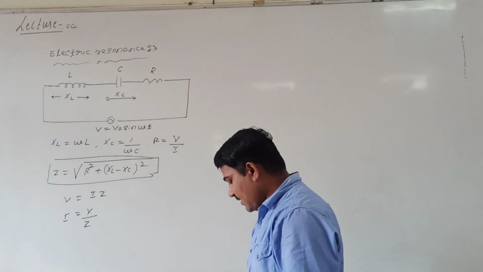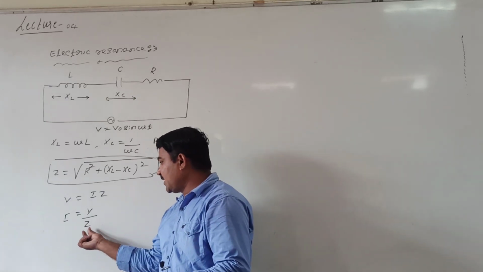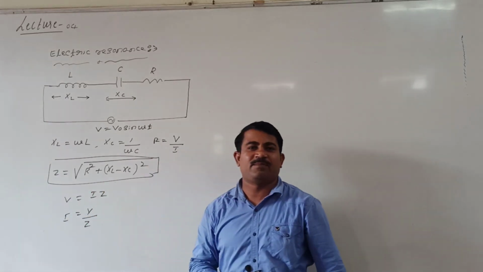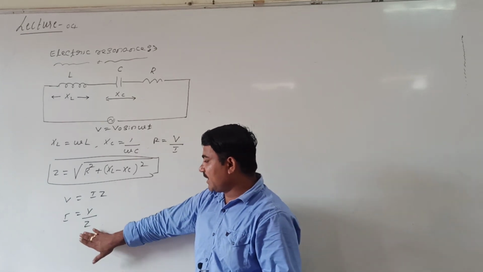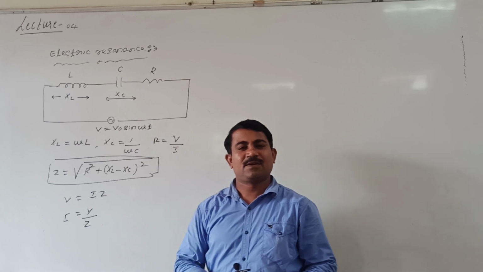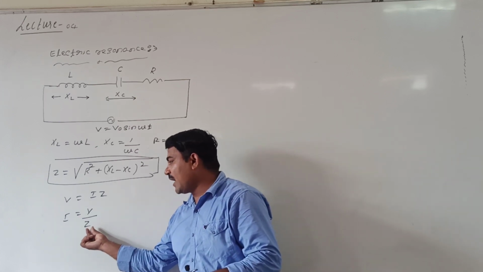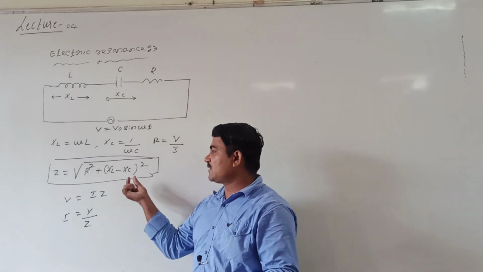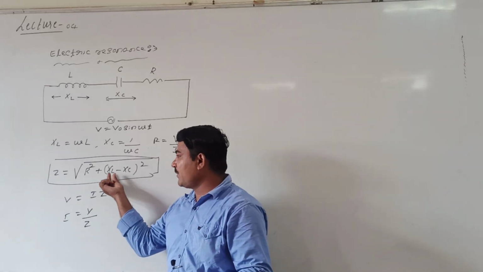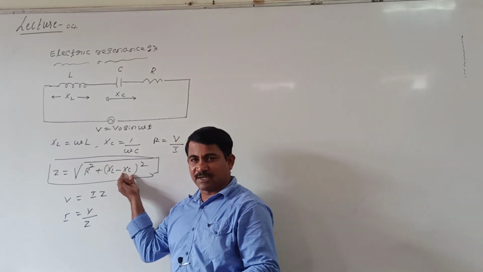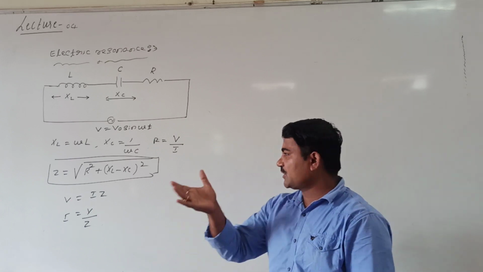We know that current is maximum when the Z value is decreased, because I and Z are reciprocal to each other here. Wherever Z decreases, I should increase. To increase the I, what do we do? The Z value should be decreased. Z value decrease means here what happens? If inductive reactance equals capacitive reactance, then Z is equal to R here.